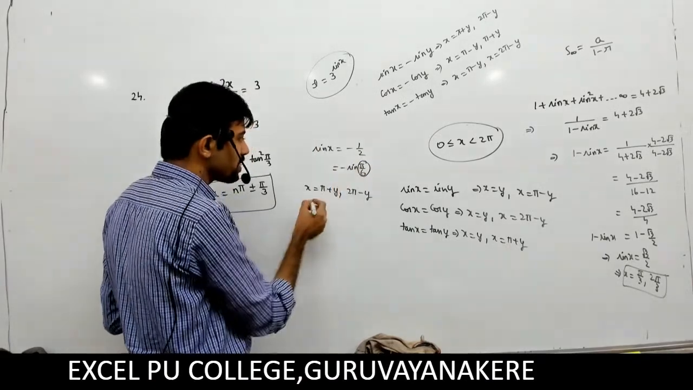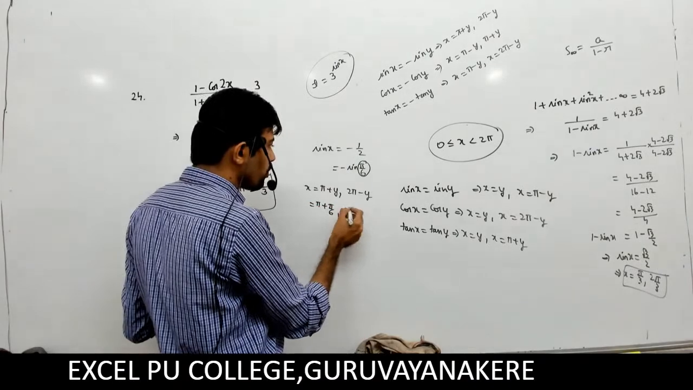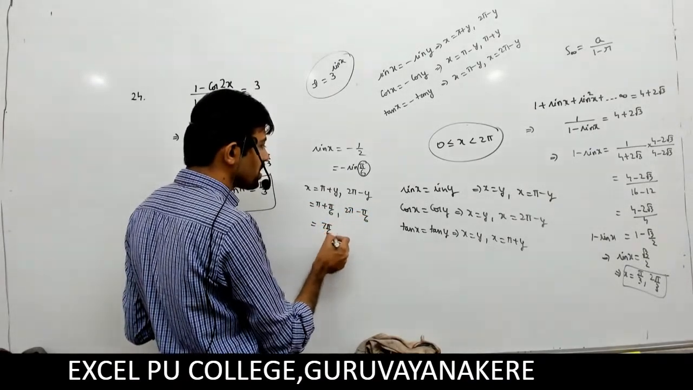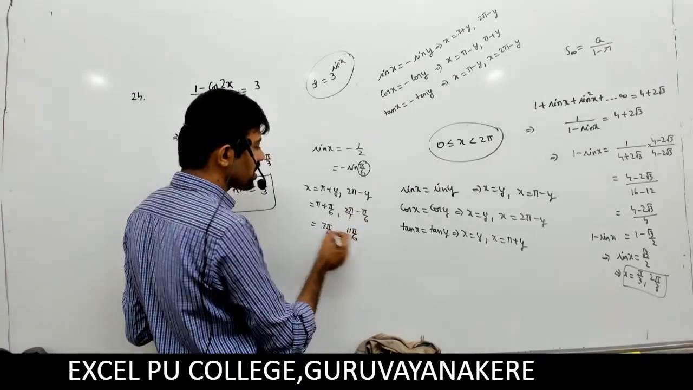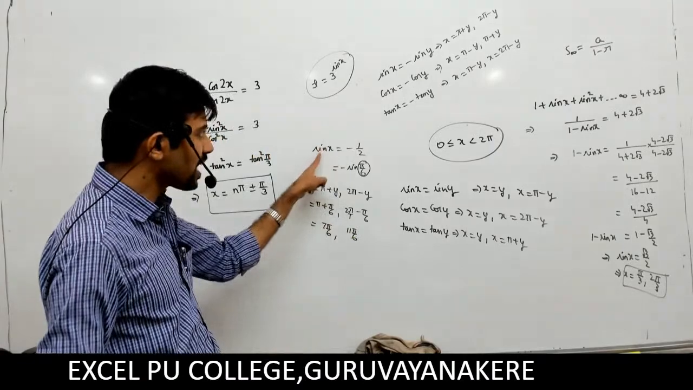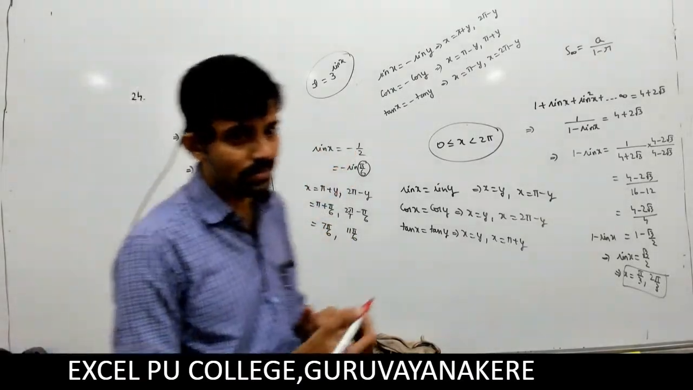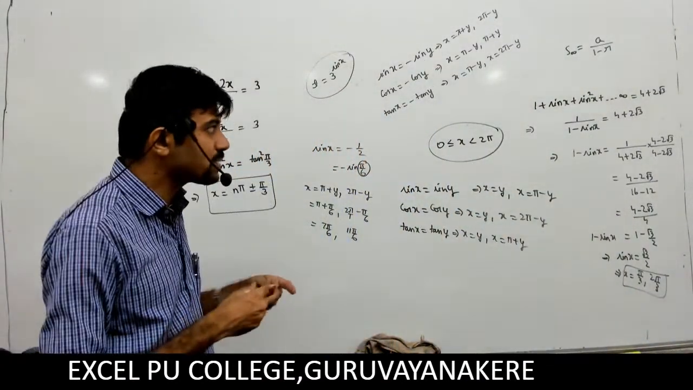Sin x equal to minus sin y. Compare. My y is pi by 6. So it is pi plus pi by 6. Another one is 2 pi minus pi by 6. Pi plus pi by 6 is 7 pi by 6. 2 pi minus pi by 6 is 12 pi by 6 minus pi by 6, that is 11 pi by 6. Correct? This is the principal solution for this. Sin x equal to minus half is possible for x equal to 7 pi by 6 and 11 pi by 6. Is that clear? So that is how we find the principal solution.